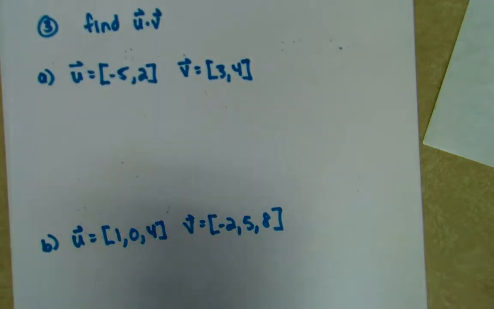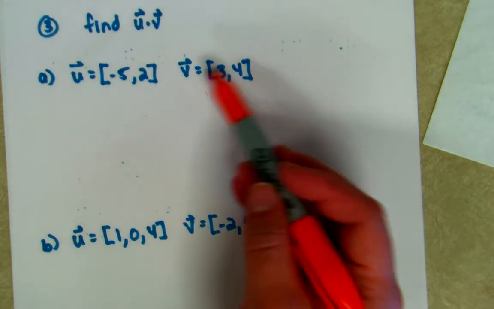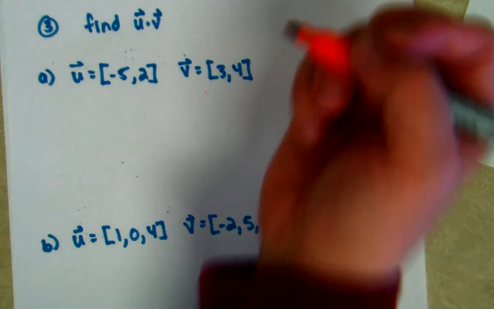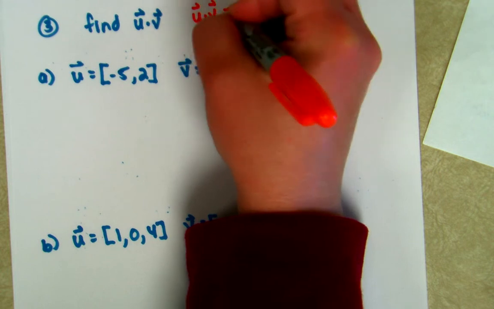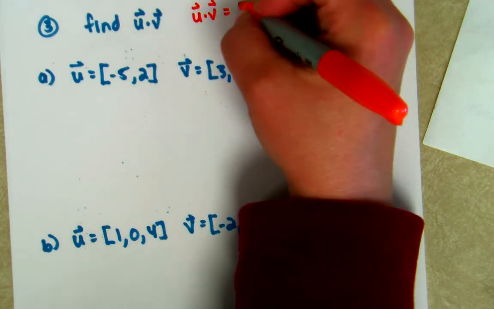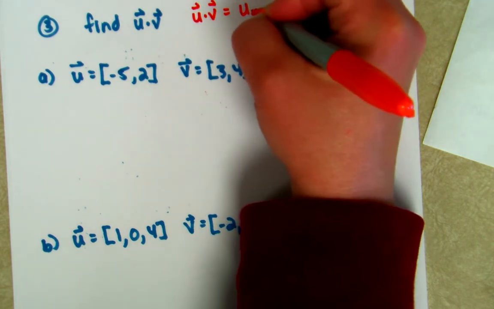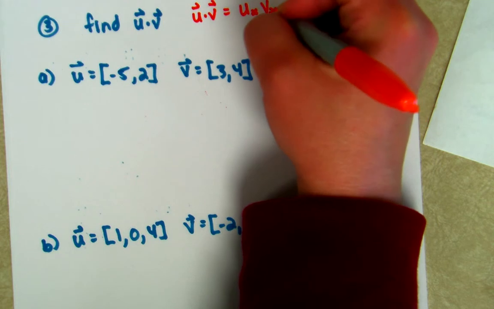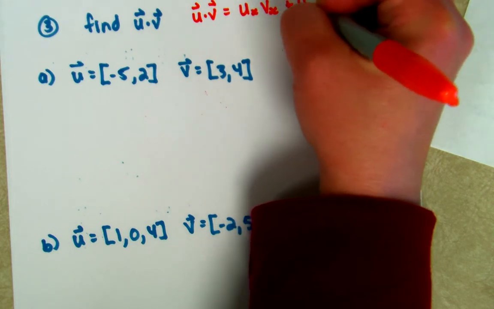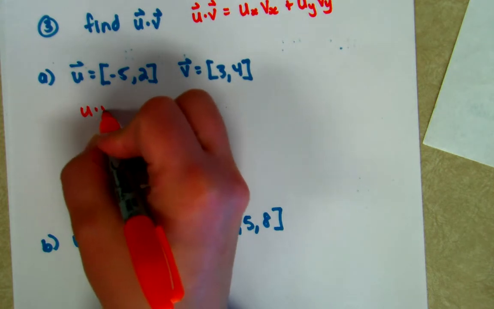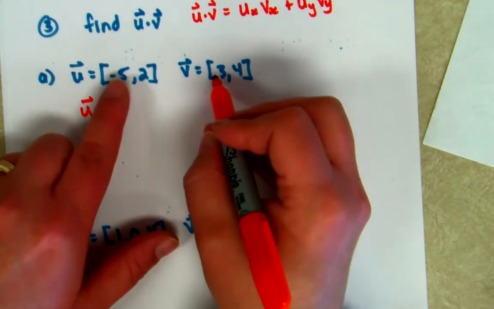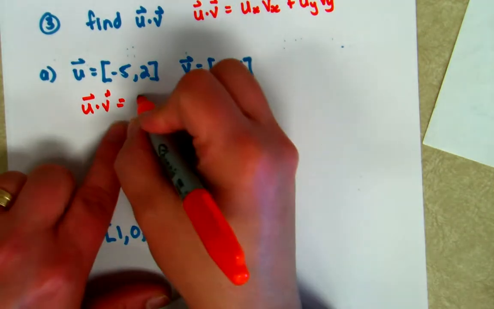So those were geometric vectors because we were given the magnitude and angles between them. But we can also do dot product with algebraic vectors where we're given coordinates. And in the content, you were given a formula that u dot v is equal to the x coordinate of u times the x coordinate of v plus the y coordinate of u times the y coordinate of v. How that works is you simply multiply the x's together.